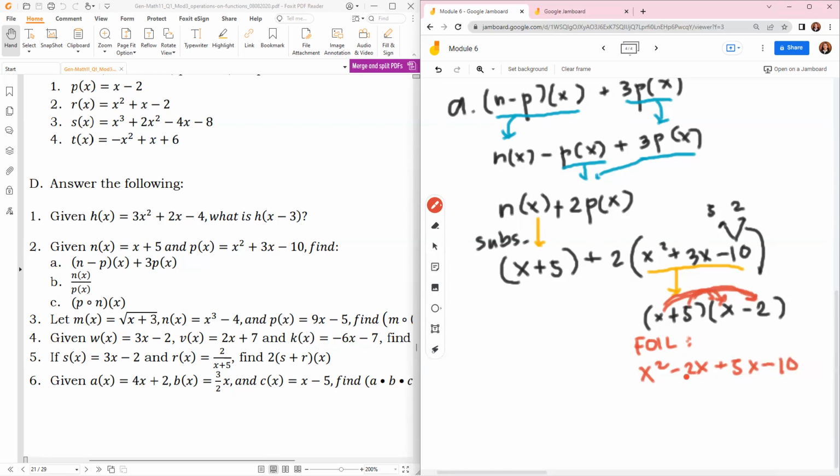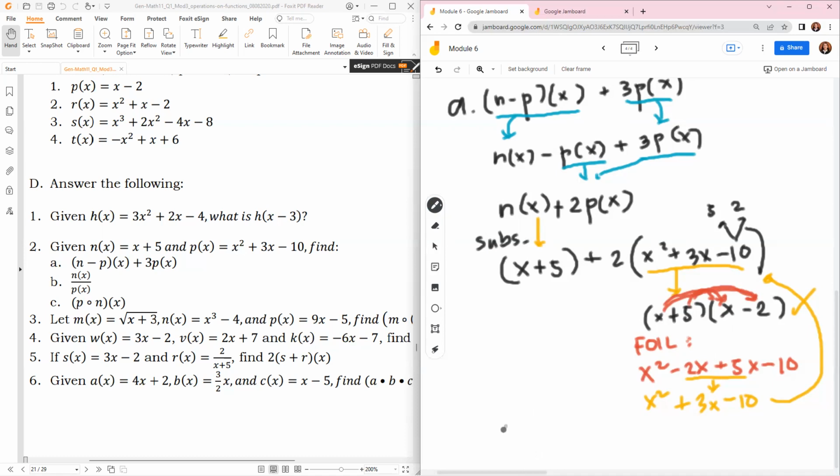So let's group the like terms. We have x squared. Then 5x minus 2x would be equal to plus 3x, and then minus 10, which is equivalent to our expression. So this is the correct factorization. So let's express this whole thing right here into these two.